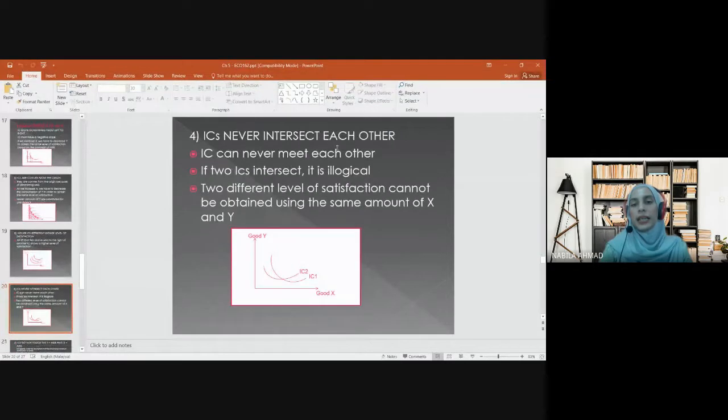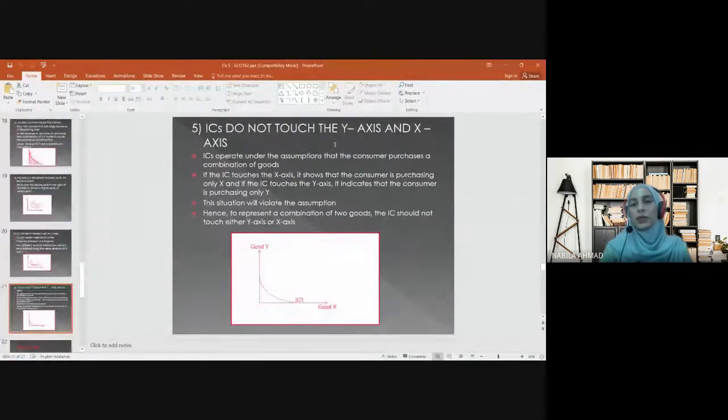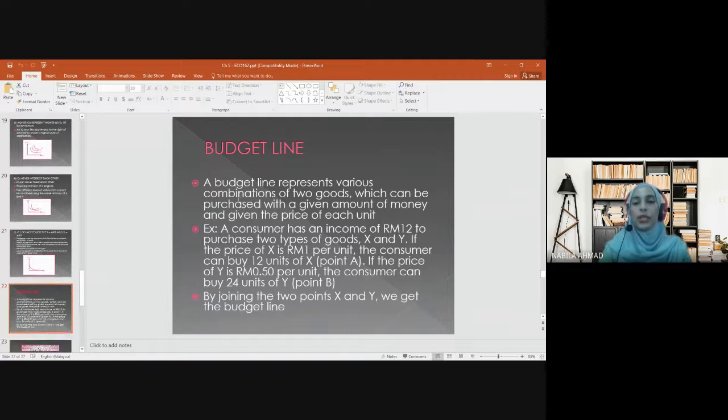Indifference curve never intersect. Dia tidak akan bersilang antara satu sama lain. And indifference curve do not touch the y-axis and x-axis. So indifference curve dia tidak akan touch begini. Maknanya dia tidak akan jadi x kosong, dia tidak akan jadi y kosong. Dia mesti akan ada value. Sebab satisfaction, kepuasan perlu ada value. Dia tidak akan jadi kosong. Okay, so ini adalah characteristics of indifference curve. Right, so itu adalah macam mana kita nak measure, macam mana kita nak determine kita punya satisfaction, membeli barang dan perkhidmatan. Now we go to the budget line.